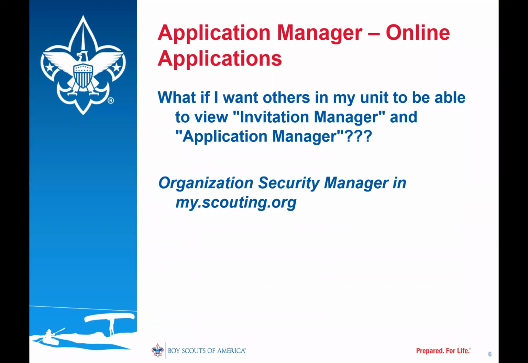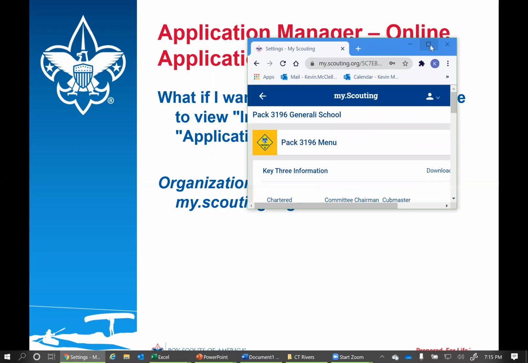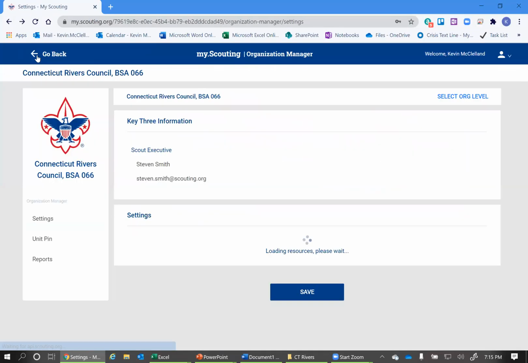Now, let's say you and your unit, well, let me run through this first. The folks who have automatic access to applications and Application Manager are the unit key 3. That would be the charter organization representative, the committee chair, and the unit leader. Unit leader being the scoutmaster, cubmaster, crew advisor, etc. There are other people who will have viewing rights in Invitation Manager and Application Manager if you want them to. Your unit key 3 has access in something called Organization Security Manager. Let me show you what that looks like.